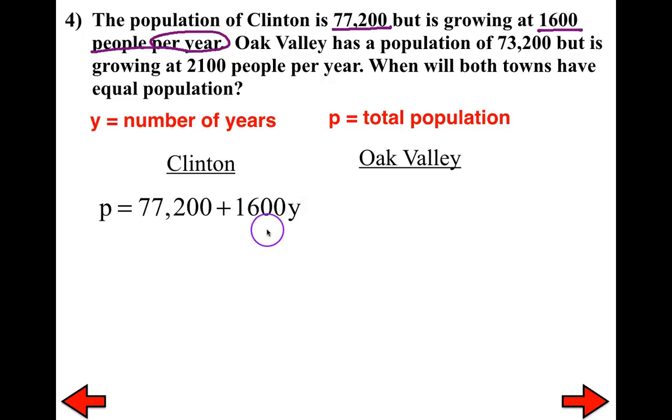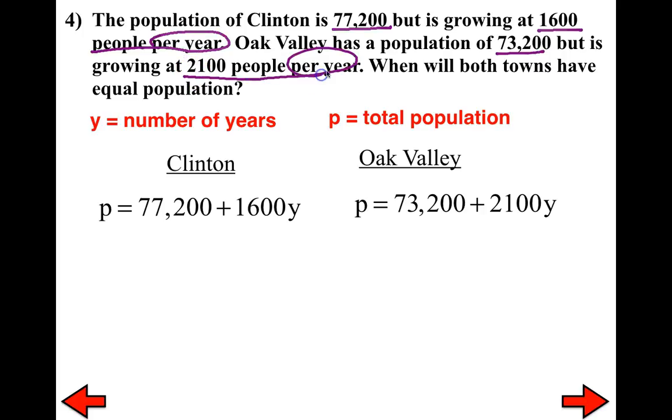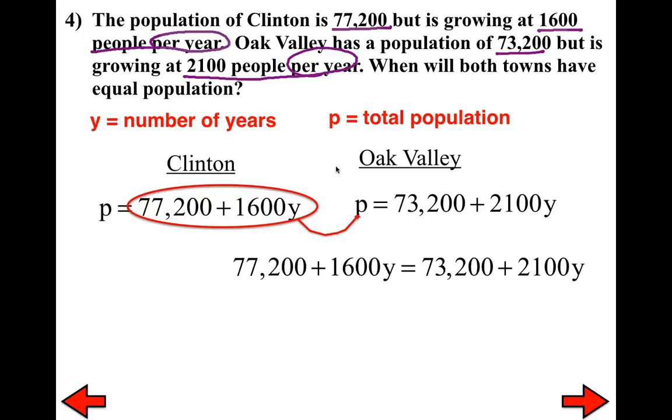So that's every year. Same thing with Oak Valley. It's going to be p equals 73,200 plus the 2,100 people per year. Okay, again, since they want to know when the population is going to be the same, let's set them equal to each other. Or you can think of it as substitution.